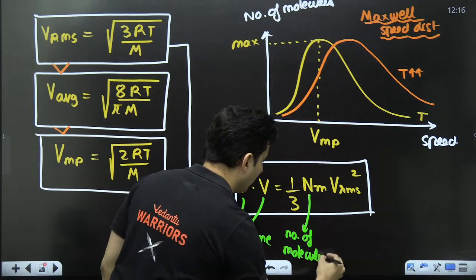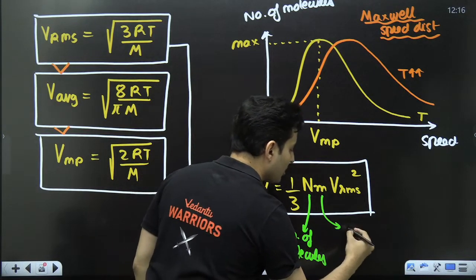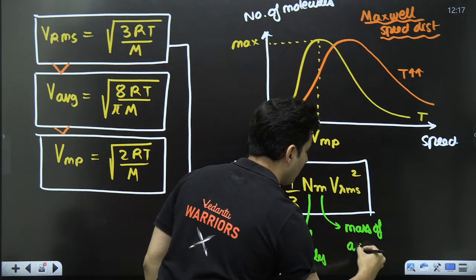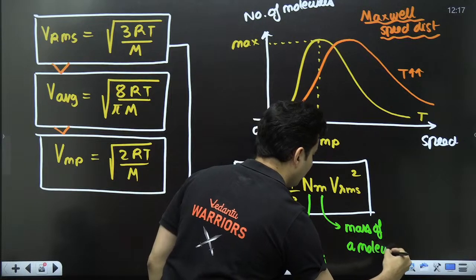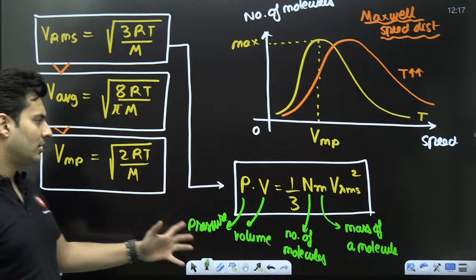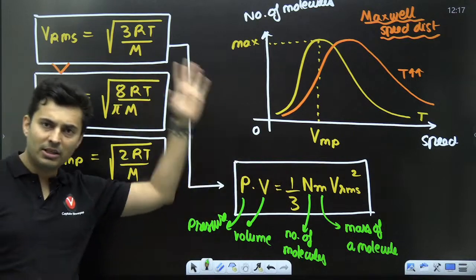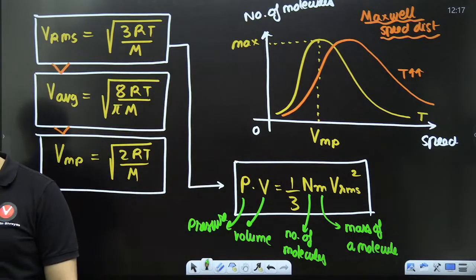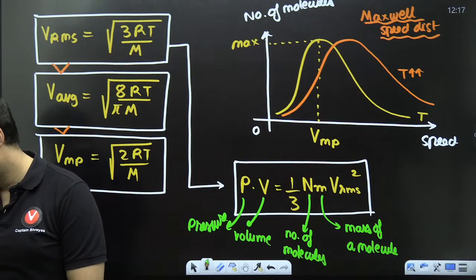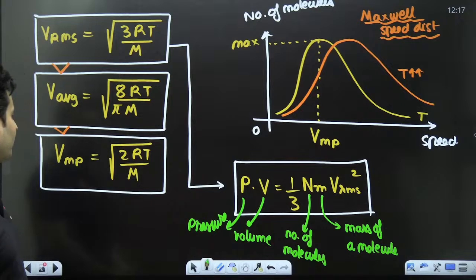Number of molecules. This is small m. So it's the mass of a molecule. Mass of a molecule. So keep that in mind. And this is of course your RMS speed, which is right over here. So you can get this, or from this you can go here. Keep these things in mind. Very good. Awesome.